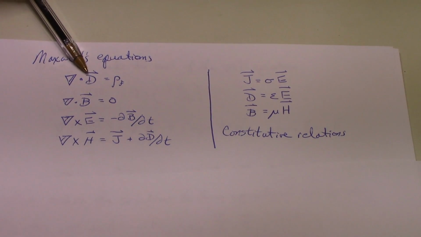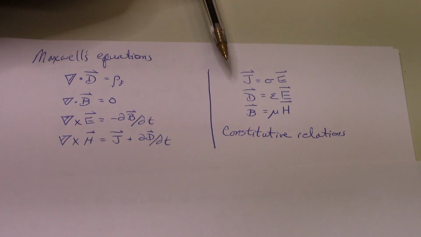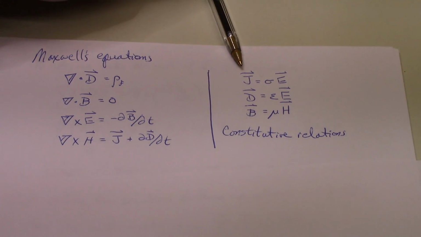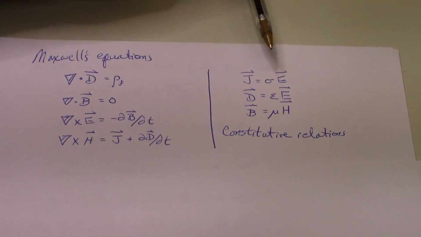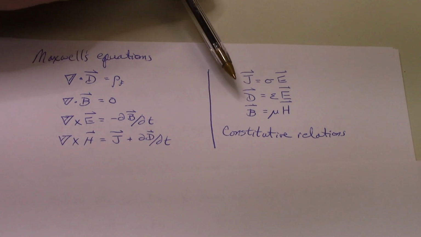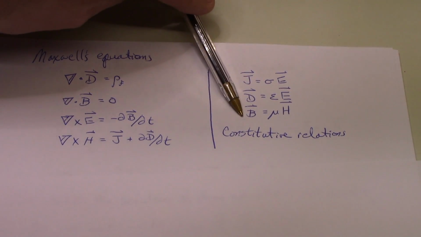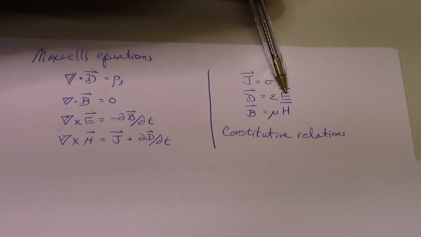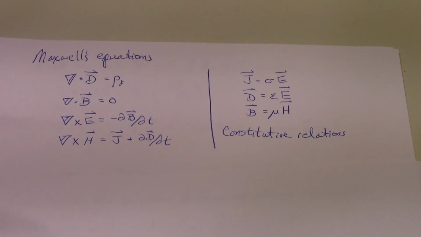So again, we have Maxwell's equations here, and then there are a set of what are known as constitutive relations. And these define the current density in terms of the conductivity and the electric field. This is a form of Ohm's law. And they define the displacement field and the magnetic induction field in terms of the electric permittivity and the electric field, and the magnetic permeability and the magnetic field.